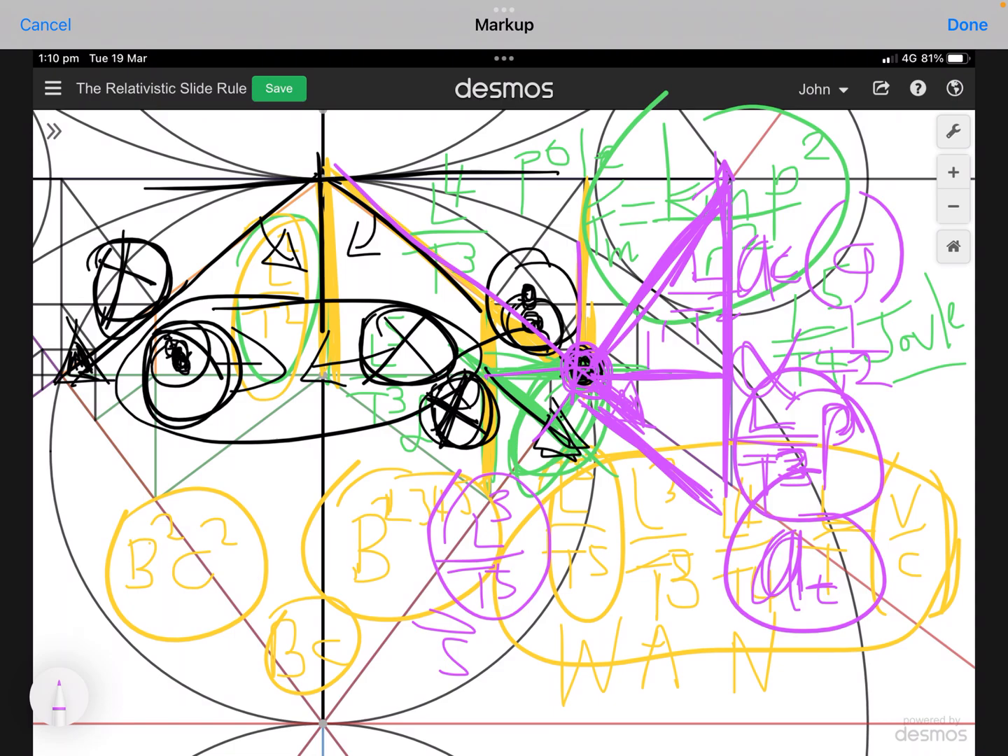That length there is the H field, which is L squared over T cubed. So it's up here, the same H field. That one there is the magnetic field. Add them together, get your overall B field. Magnetic density, which is 1 over T.